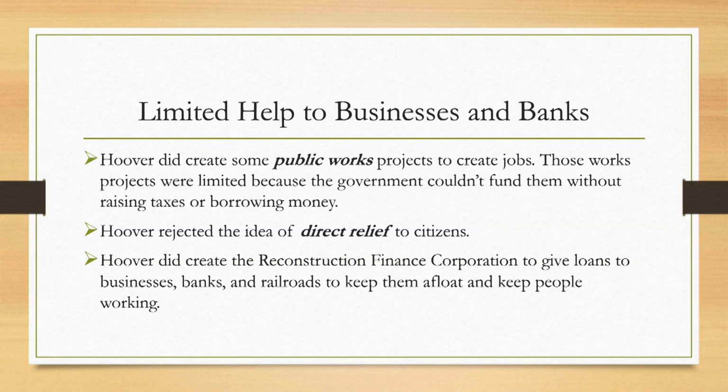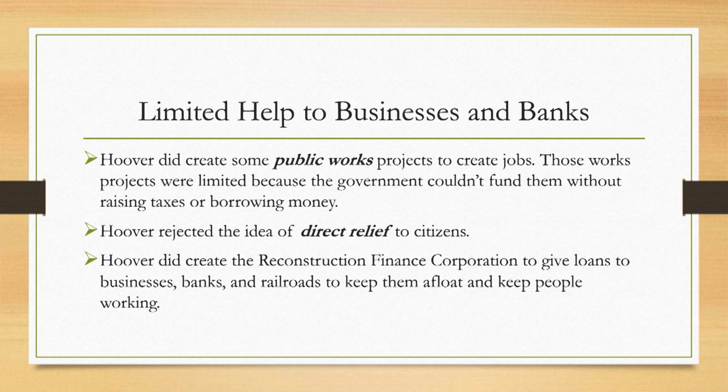Limited help to businesses and banks. Now, he did provide some help to some of the businesses and banks because he recognized that in order for people to get jobs and get back on their feet, banks and businesses had to be able to loan money, and in the case of businesses, able to hire people. Hoover did create some public work projects to create jobs, and those work projects were limited because the government couldn't fund them without raising taxes or borrowing money. Those are two things that Republicans like Hoover rejected: borrowing money or deficit spending. Deficit spending is where you borrow money against some idea of repaying it later.